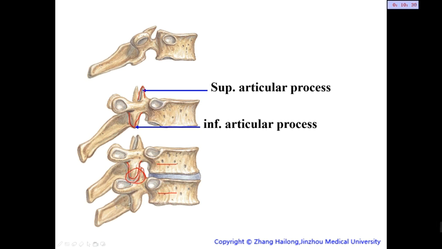Okay, now let's see the number of all the processes. 2 superior articular processes and 2 inferior articular processes, also 2 on the 2 sides. And the transverse process, also 2. Spinous process, only 1. The total number is 7. So there are 7 processes from the vertebral arch. This number you should know.